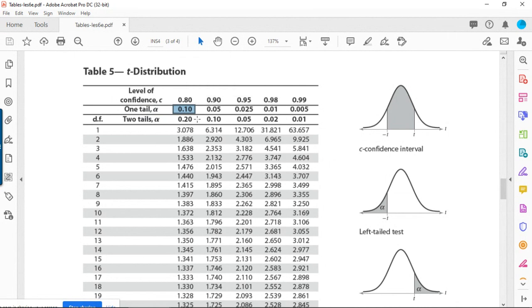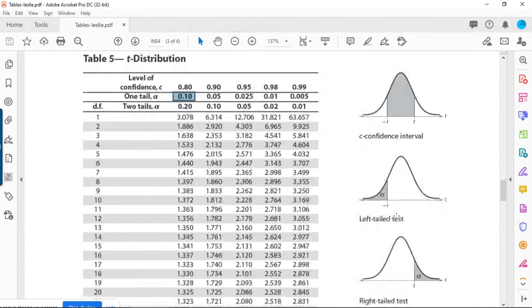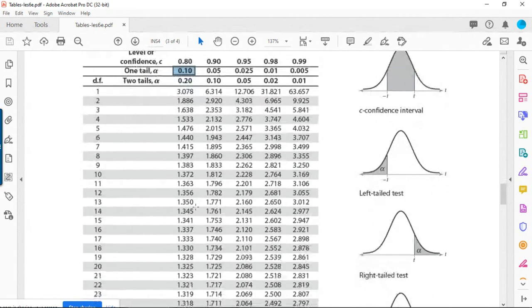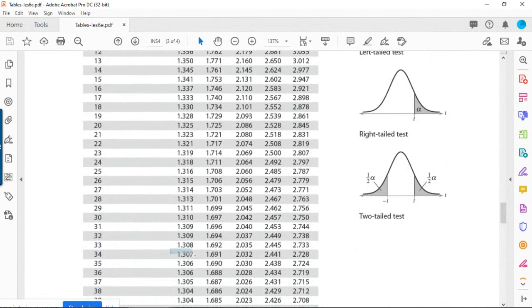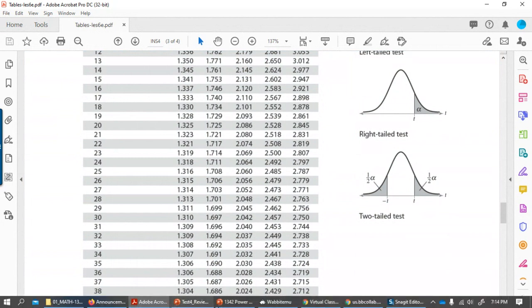So either left tail or right tail, they both are called one tail. But for the left tail, you will have to add a negative on your own because this table is only giving you the positive. So when you have a left tail, you will have to add a negative. When you have a right tail, it's only positive. So df is 34, right? So we're going to go down here and look at the 34. That will give you 1.307. So that is the critical value in here.